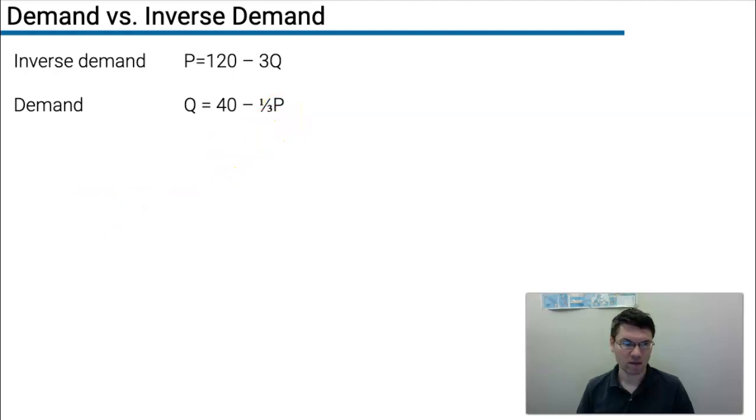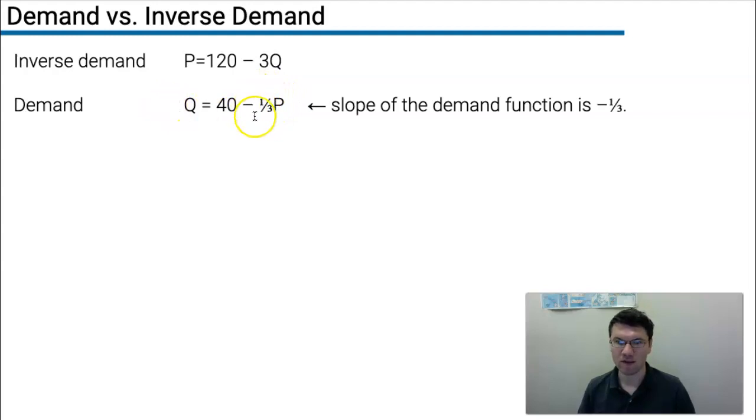And one final observation is that the slope of the demand function is -1/3. When we're talking about the slope of the demand, we're always looking at the coefficient in front of the price in the demand equation, not the inverse demand equation. And let's remember that fact, and we will use it in a later video.